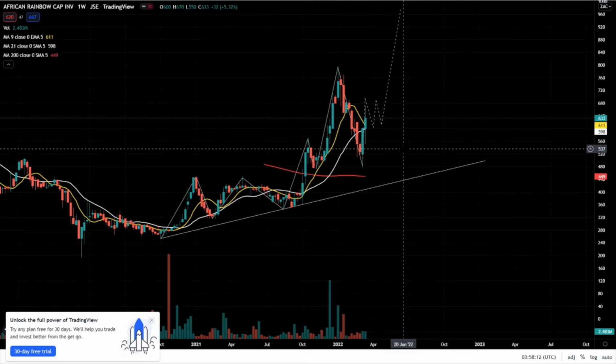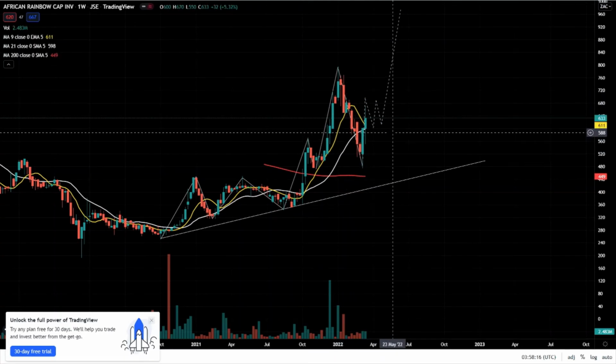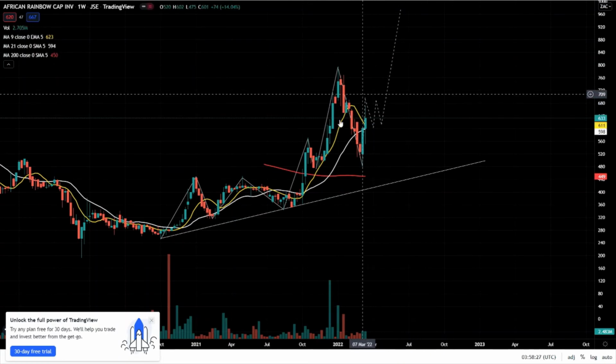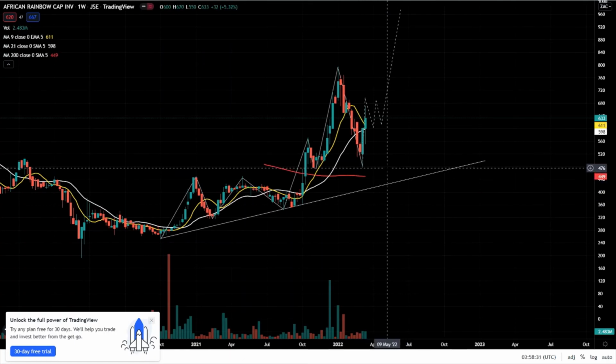I don't want to be saying what I'm going to be doing at this stage, because I'm not in a position to give any type of financial advice or investing advice. I'm not a financial advisor. I'm just highlighting what I see on this chart and what possibly might happen.